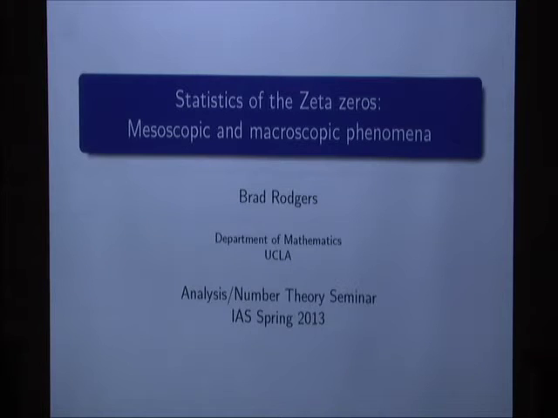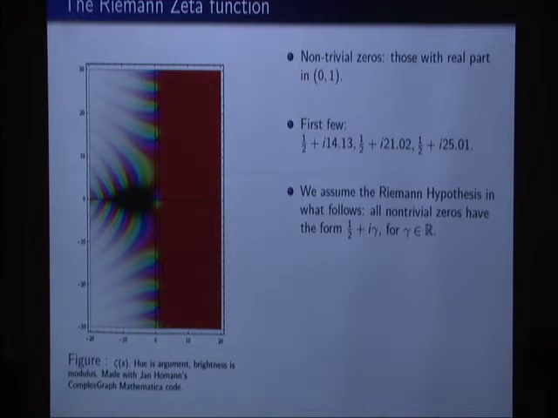Just to give you a rough idea of what I'm going to be talking about, usually when we talk about the statistics of the zeros of the zeta function, the Riemann zeta function, we are talking about a random collection of consecutive zeros high up on the imaginary axis that are bounded in number. So we're looking at, say, 10 consecutive zeros or 20 consecutive zeros. And that's what I'm going to call microscopic phenomena. The terms mesoscopic and macroscopic phenomena refer to slightly larger collections of zeros which grow in number as you increase up the axis.